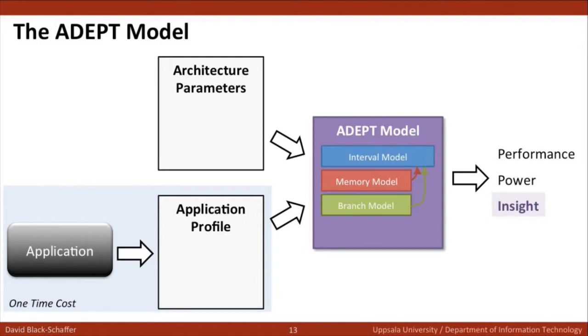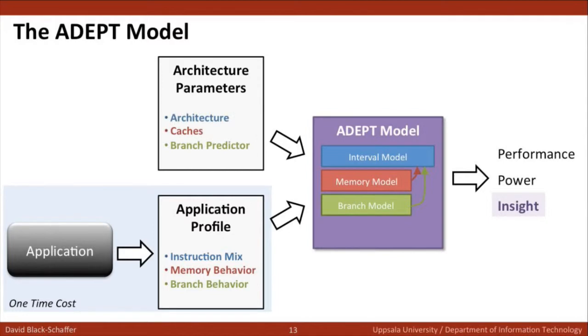In order to make this all work, our application profile has to collect data for each of these models. We need to know which instructions we're executing, what the memory behavior of the application is, and what the branch behavior is. Then when you want to model something, you go in and specify the different parameters. Specify what's the microarchitecture, what processor core pipeline do you want to model, what sort of cache setup, what level of hierarchy, sizes, latencies do you want to model, and what sort of branch predictor do you want. And you put these together, and we can now rapidly predict power and performance.